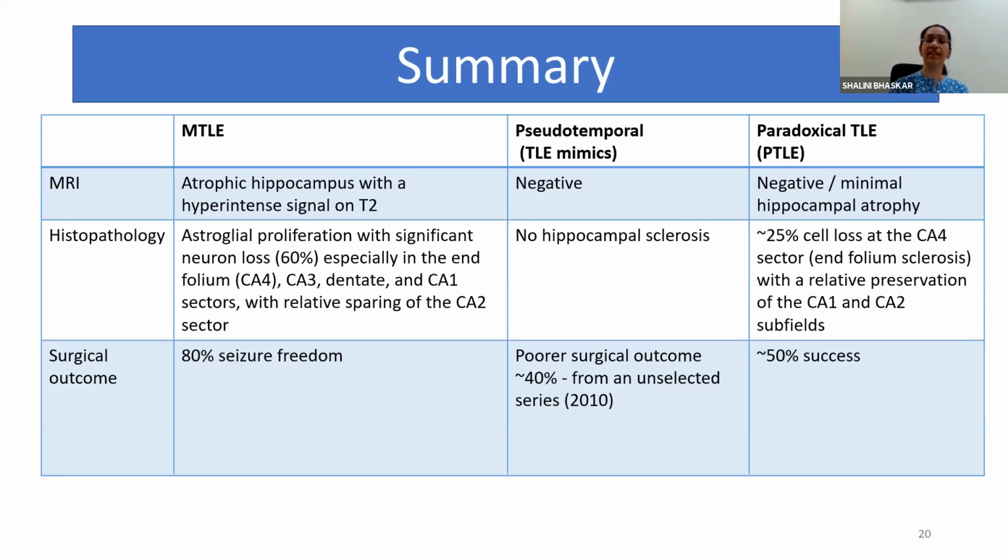And in paradoxical TLE, there is 25% cell loss of the CA4 sector with a relative preservation of CA1 and CA2 subfields. The surgical outcome in MTLE has an 80% seizure freedom, and pseudotemporal epilepsies have a poorer surgical outcome, about 40% from an unselected series. And paradoxical TLE shows about 50% seizure freedom.